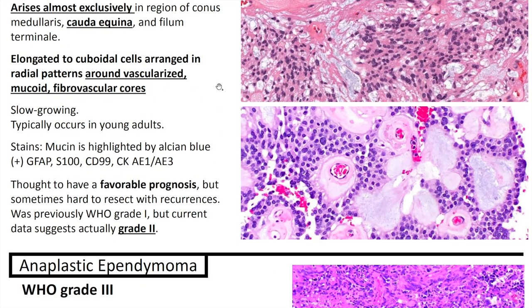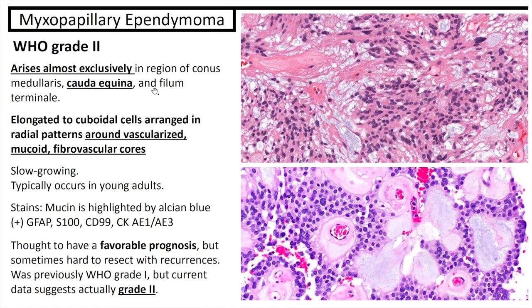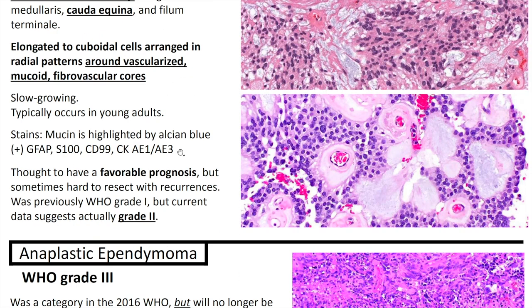This is one of those entities where it's location, location, location, like in real estate. If you have a question and, more importantly, a patient in real life with a lesion in the cauda equina or filum terminale or the region of the conus medullaris, you definitely want to start thinking about myxopapillary ependymoma on your differential.